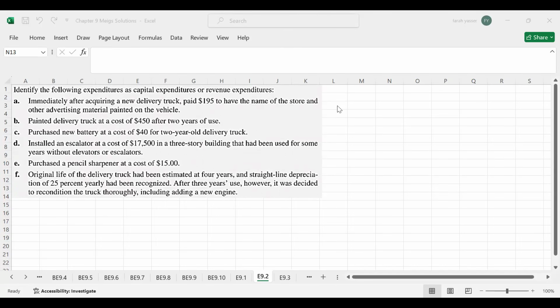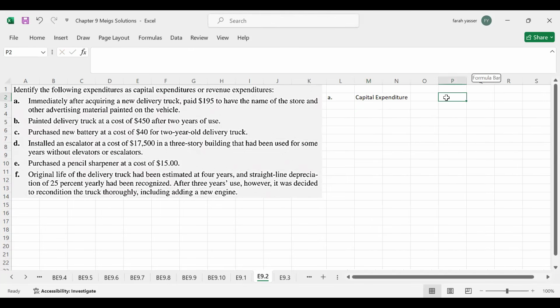So you can say A is a capital expenditure. This is going to be added to the cost of the asset. Why? Because it is a new delivery truck and you are going to paint it for the first time. So this 195, the amount is $195.